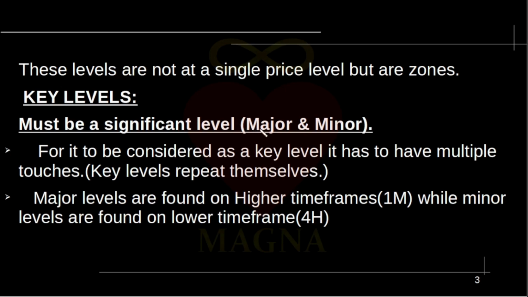What I mean by major and minor: major key levels are these key levels found on higher time frames, while minor key levels are these key levels found on lower time frames, usually used to take trades on. Because you cannot take a trade on the monthly time frame, it would take you a long time for price to come to that level and for price to reach your target level. So if you are a day trader or a swing trader, you use lower time frames for executing your trades.